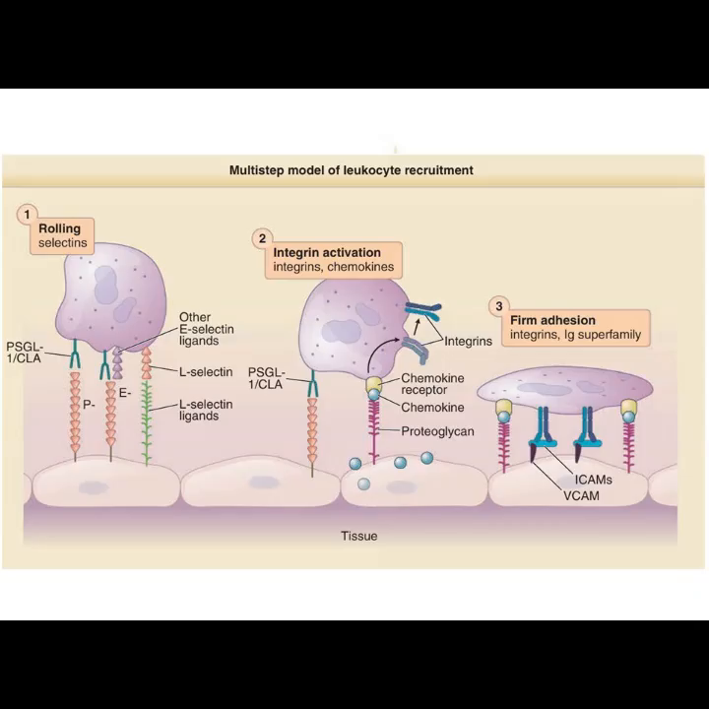Step 2, activation. This step is mediated by chemokines. Chemokines bind receptors on leukocytes. Chemokines cause a conformational change in integrins. This converts integrins to the active state. Step 3, firm adhesion. Activated integrins bind strongly to ICAM1 and VCAM1.